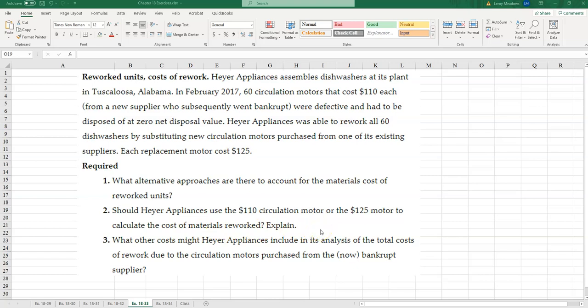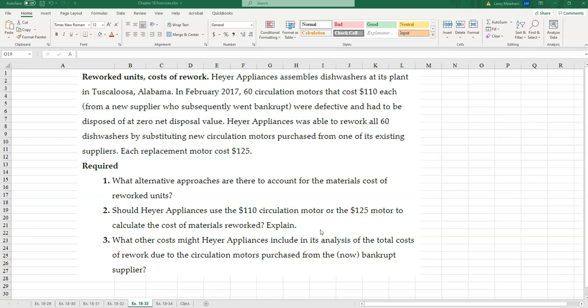Well, the $125 circulation motor cost, that is the actual cost of the actual motor, including the dishwashers. The $110 motor, well, that was from the first supplier. We never used those in any dishwasher, and remember that supplier is now bankrupt. So those units have now been disposed of at zero disposal value, so we're going to go ahead and use that actual $125 circulation motor because that is the cost of the actual motor included in the dishwasher.